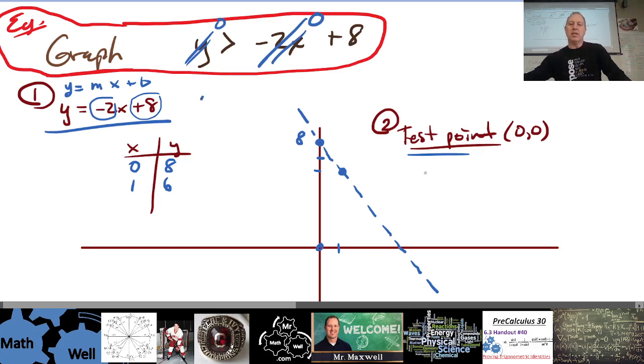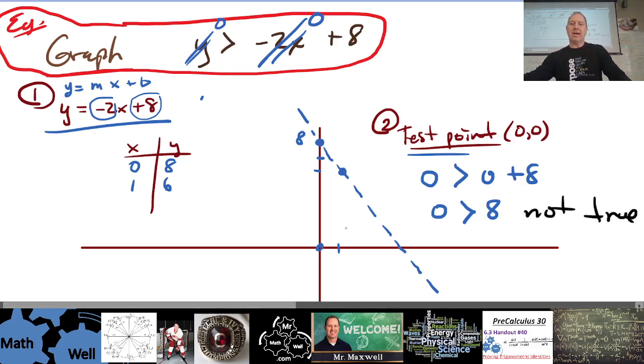So this one, if you test point, it would be 0, y equals 0, is greater than 0 plus 8. So is 0 greater than positive 8? Is that true? Not true. So that means that 0, 0 is not part of the solution set. That means that all of the points near 0, 0, and that means all the points on this side of the line are not part of the solution set. We could test more. You could test as many as you want. But all that you need is just that right there.